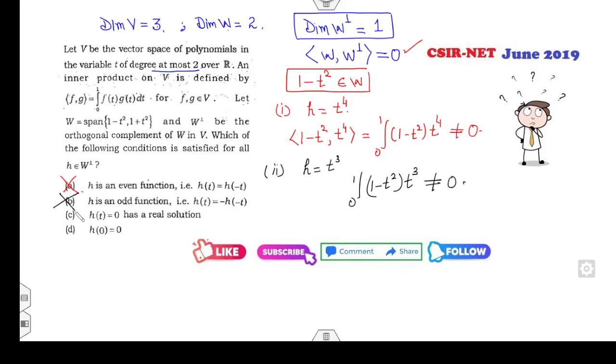So h is not an odd function. h of 0 is 0, that's again wrong. If I take some function, let's say t cube plus a constant, fine, we choose the constant such that this condition is satisfied. But h of 0 is 0 is not satisfied. So the only option is C, that is my right answer.